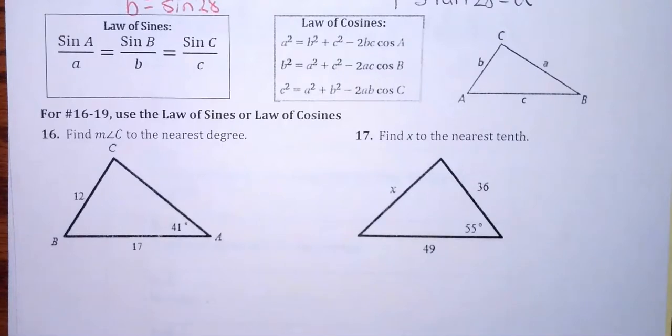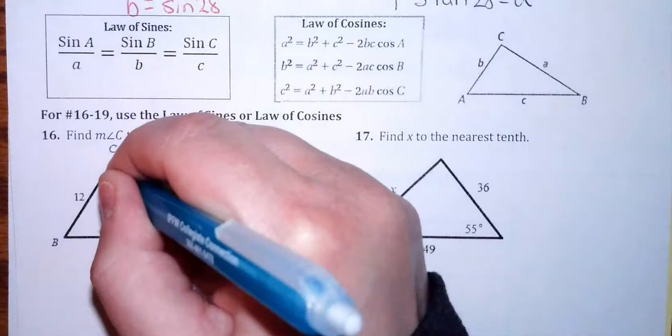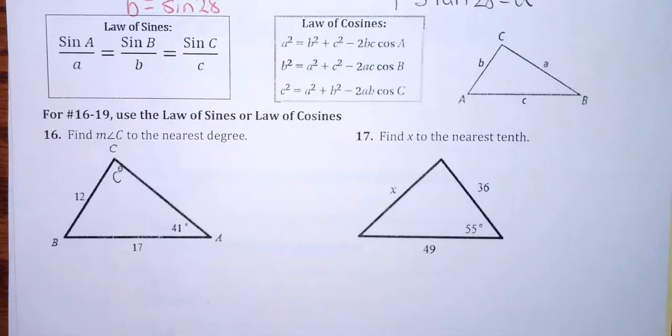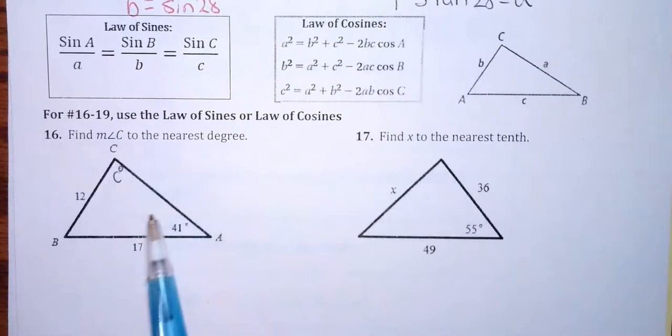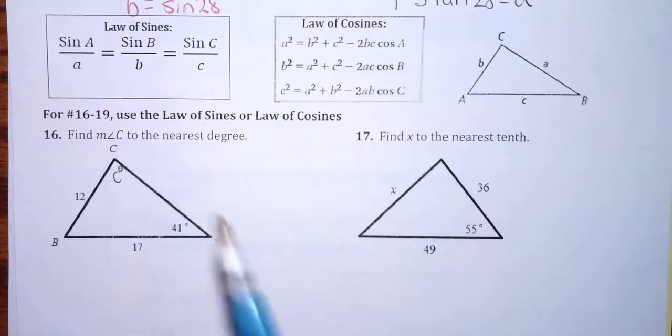So here's this problem right here. It says find angle C. So I'm just going to put a little C degrees right there. I have 2 angles involved in this problem. I know I'm going to find one of them, but I also have another angle. So if 2 or more angles are involved, you're going to use the law of sines. So that's what I'm going to use here.